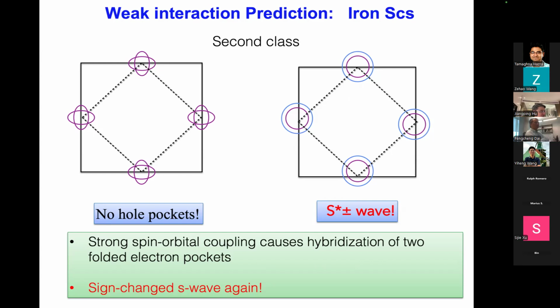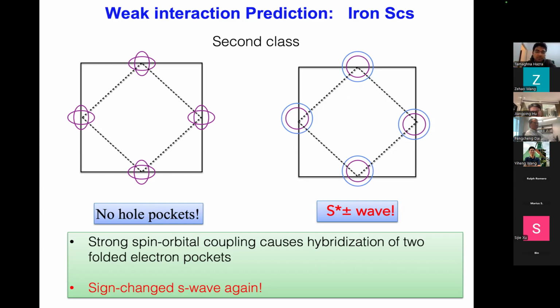Tamagna? Hi. So you talked about corner modes, and if I understood correctly, these are calculations done in 2 dimensions. If you have multiple layers of iron arsenide, do the corner nodes on neighboring layers talk to each other and gap out? How do you think of them in 3 dimensions?